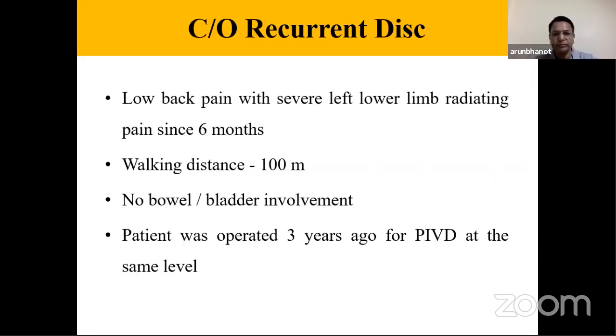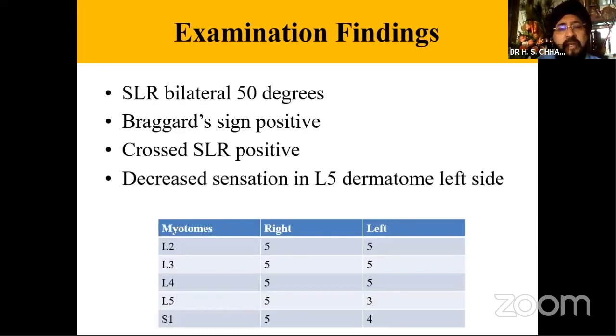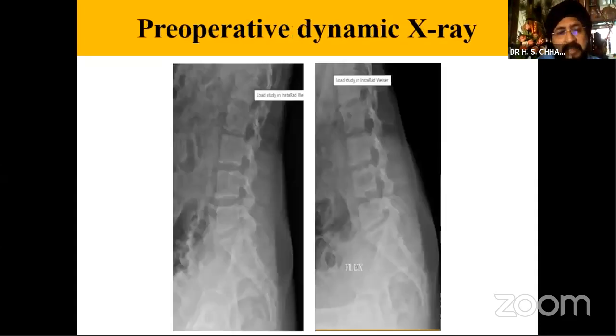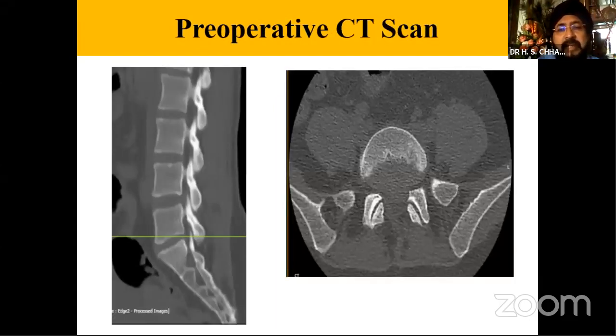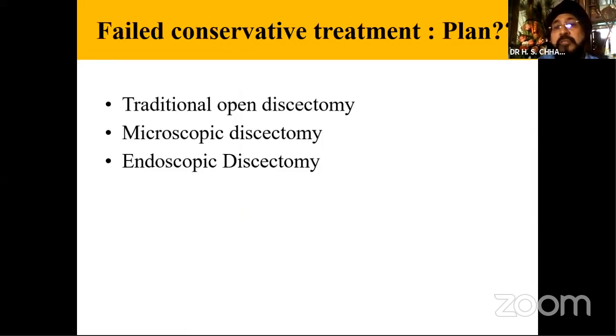So now this is a case again of low back pain with severe left lower limb radiating pain for 6 months, walking distance 100 meters, no bowel bladder involvement. Patient was operated 3 years ago. Again, all classical signs of a disc prolapse, some mild neurological deficit. You can see the X-rays, dynamic X-rays. You can see the MRI, the CT scan. This was the previous MRI before the first surgery.